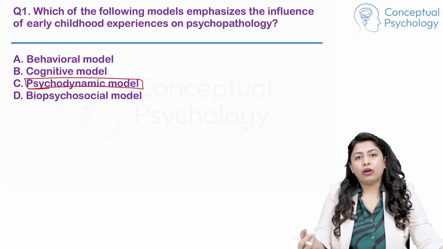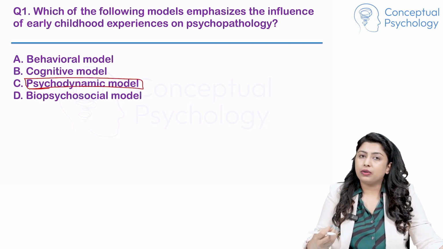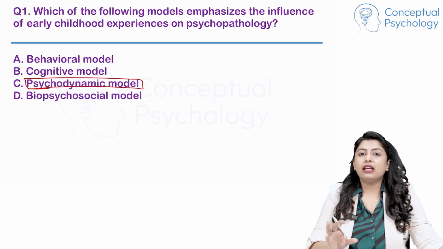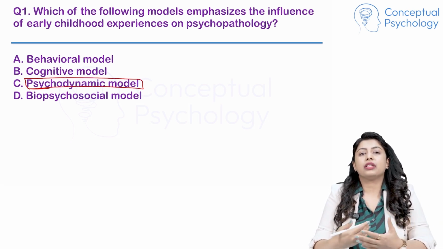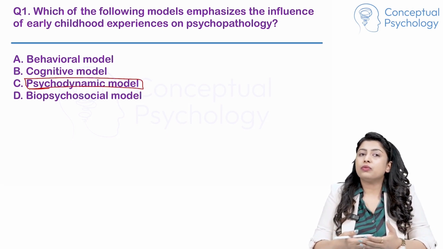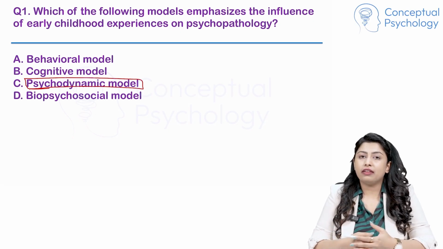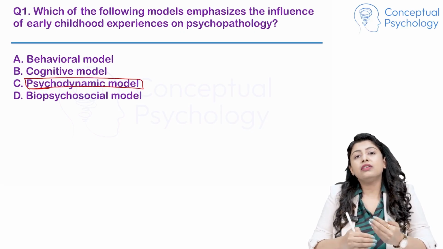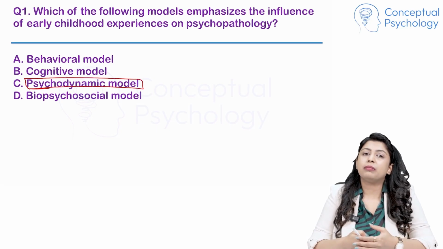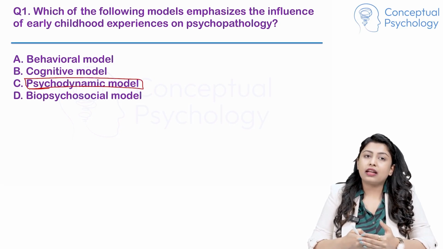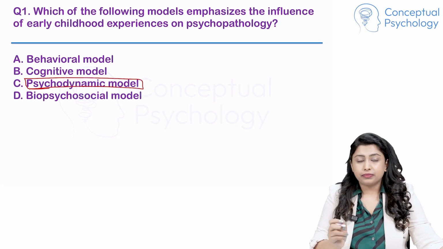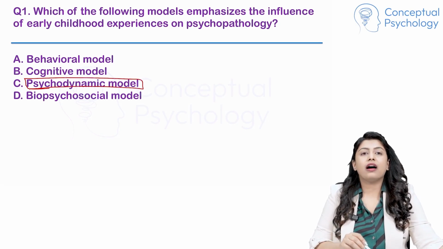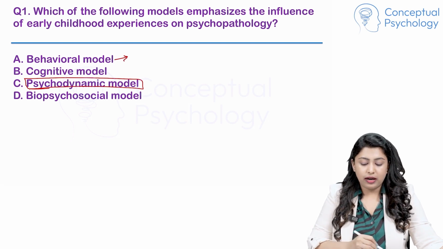The psychodynamic model originates from Freud's psychoanalytic theory. It fundamentally emphasizes how early childhood experiences, particularly those occurring in the first few years of life, shape personality development and contribute to later psychopathology. So this model posits that unresolved conflicts from early developmental stages can manifest as psychological symptoms in adulthood. Now, why are the incorrect answers not right?